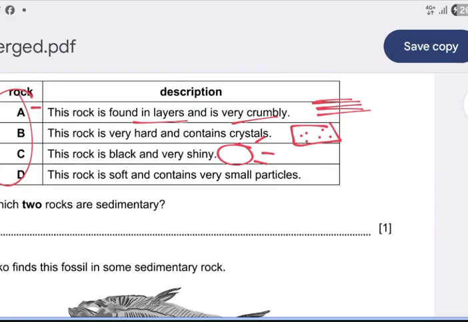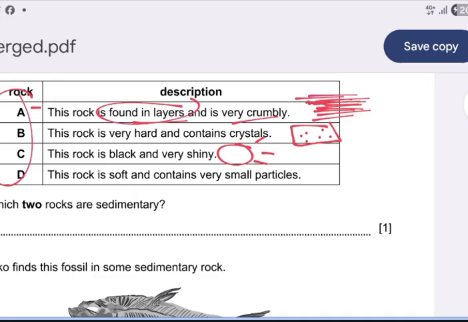So, which two rocks are sedimentary? Sedimentary rock, it means we can break it easily. So, which one has layers and you can break it easily? What do you think? I think C and A, it's black and very shiny. Are you sure? No, no, no. Very shiny, it means like what? Like obsidian. It's igneous rock from the volcano. But which one has layers? Yes, sedimentary layers. Wind and water can make layers, right?